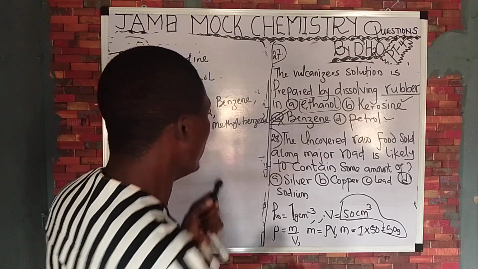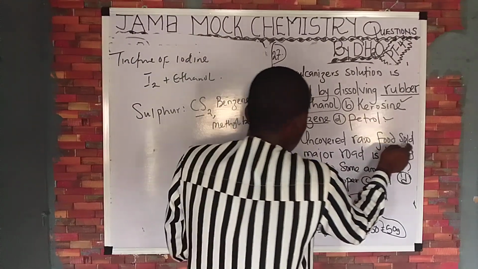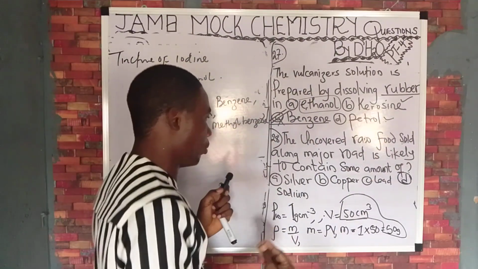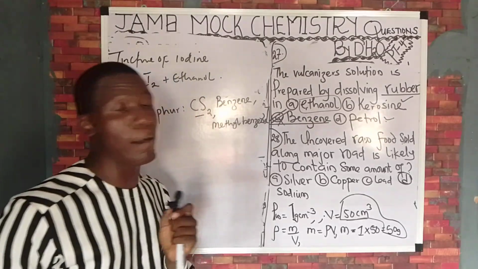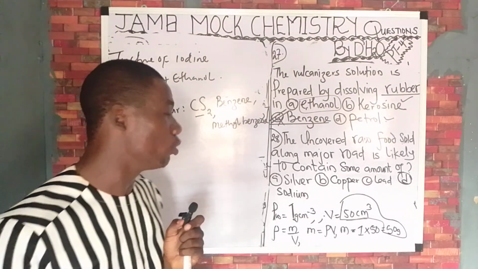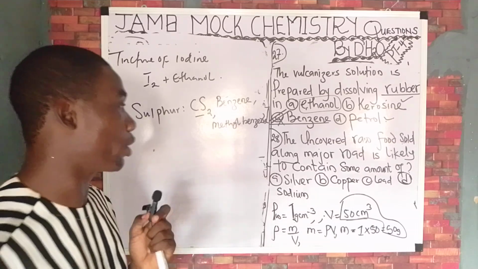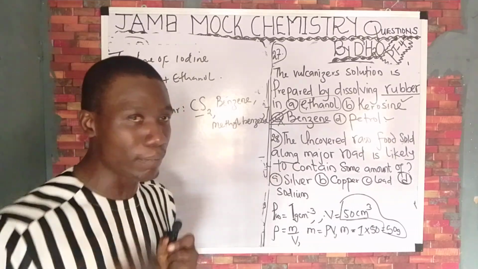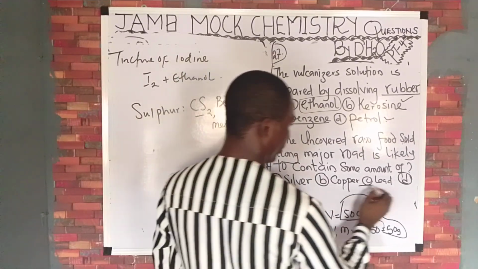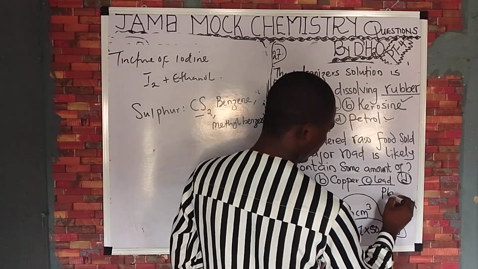Let's go to the next question. The uncovered raw food sold along major road is likely to contain some amount of what? It is actually not good to buy uncovered food that is sold along major road because it contains a deposit of lead, Pb.